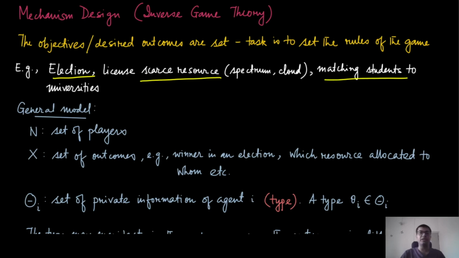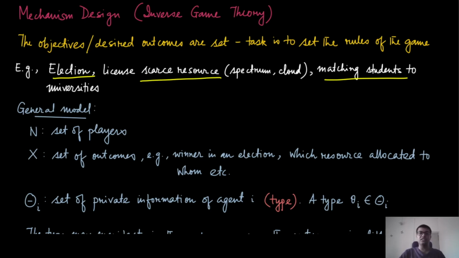Or it could be matching students to universities. There the objectives might be different. We want to ensure that the matching of students and universities is stable, and different other properties are also satisfied. So these are the objectives of mechanism design, and now we'll have to design the game such that those objectives are met.